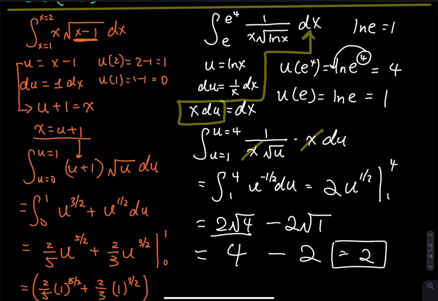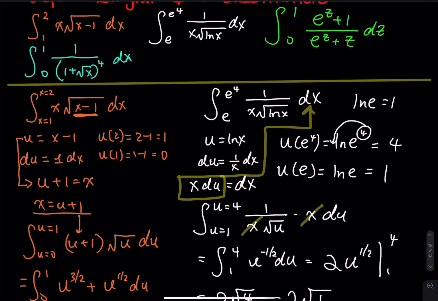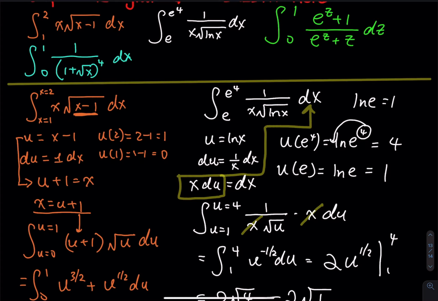So let's do the next one. The next one we have e to the z, right? On top we have the green one, e to the z plus 1, and then the integral we have e to the z plus c. Let's write this down first.